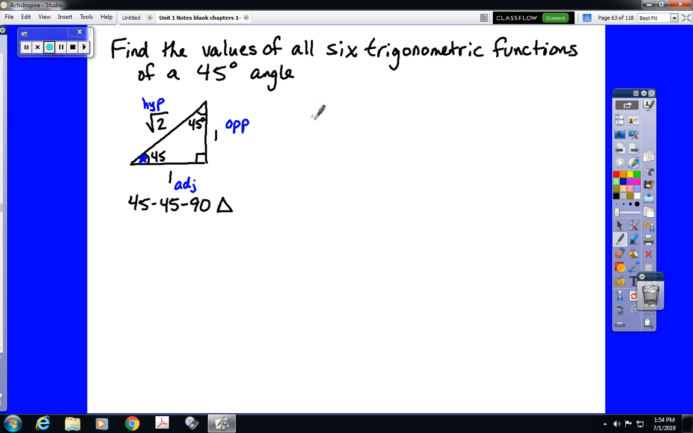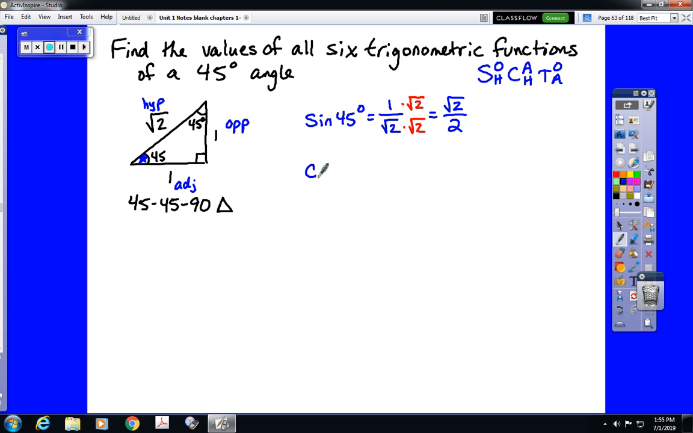So we'll start with the sine of 45 degrees, which by definition, using SOHCAHTOA, will be opposite over hypotenuse, which would be 1 over the square root of 2. Now, we should also remember from chapter 1 that that is not in proper notation, so we do have to rationalize the denominator by multiplying the bottom and the top by the square root of 2, which would give us a sine of 45 degrees as being the square root of 2 over 2.